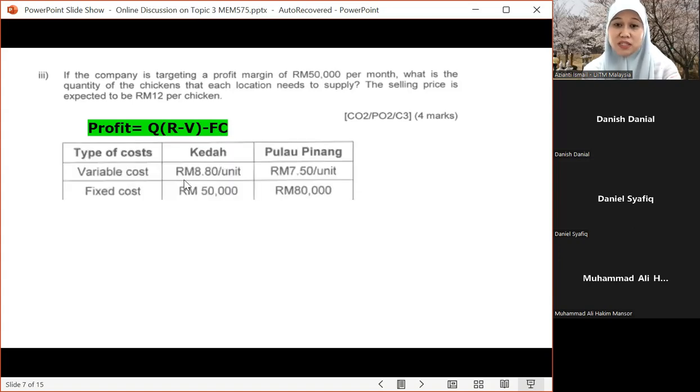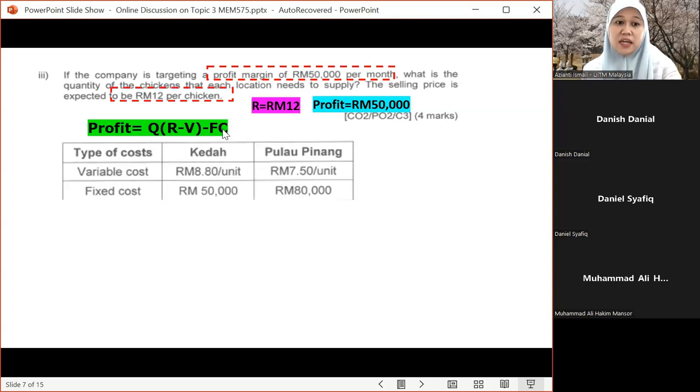So we're going to use this data again. Okay, don't use the new one. This one still sticks to the original one. So we have the variable cost and fixed cost for both locations. And then we want to know the profit. So the profit here is going to be 50,000, and then Q, we need to find Q actually. R is the selling price, so R is 12 ringgit. And then V is here for both and FC is here for both. So we're going to calculate.